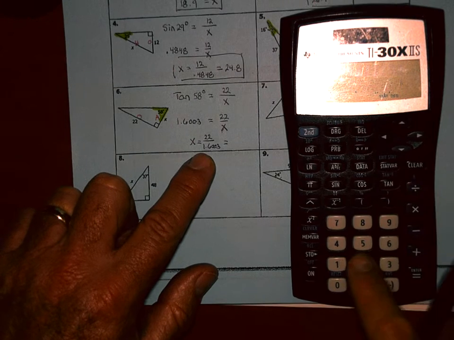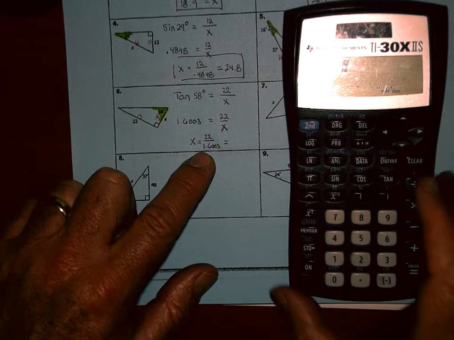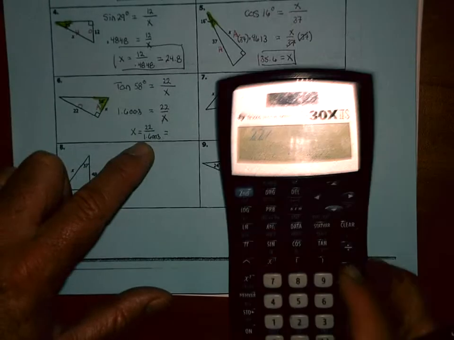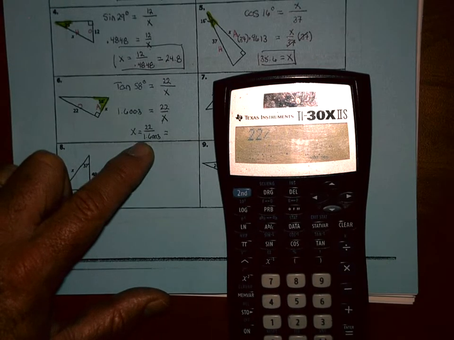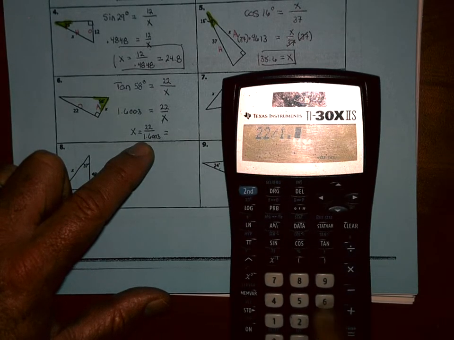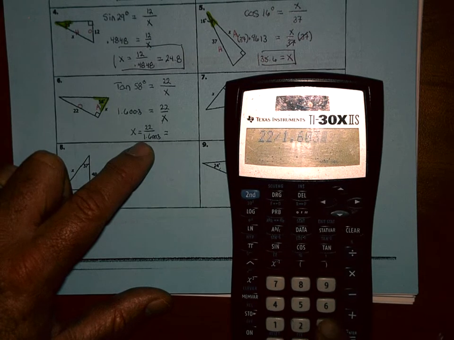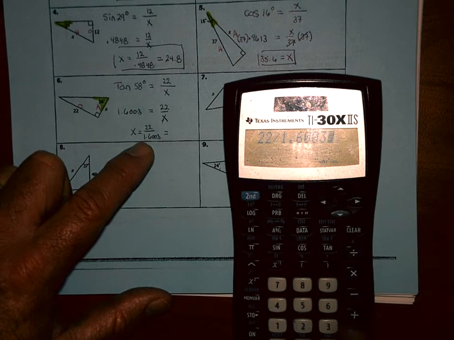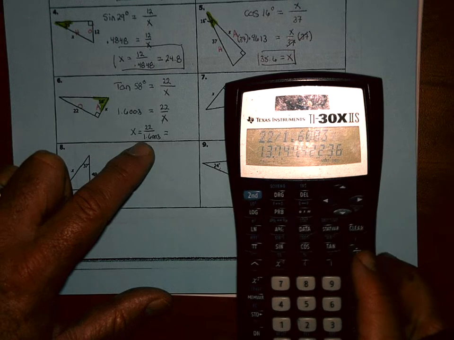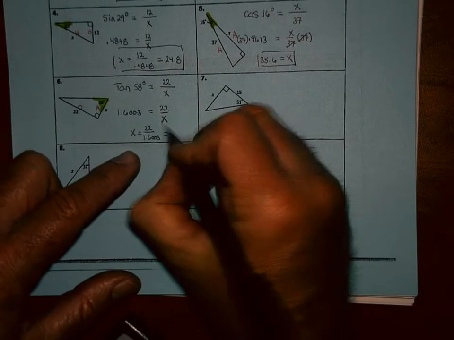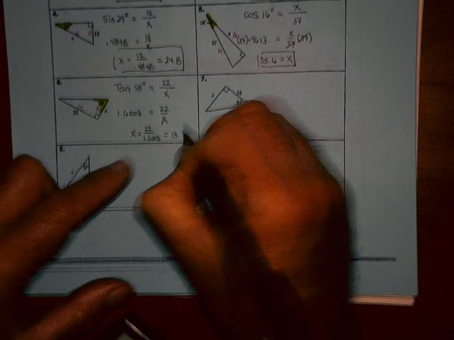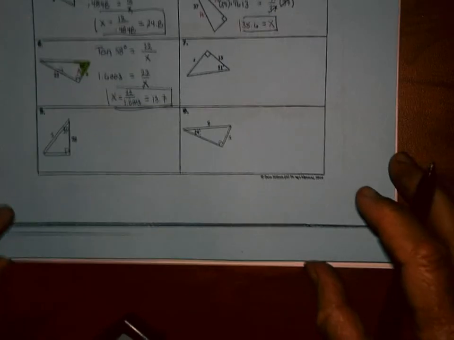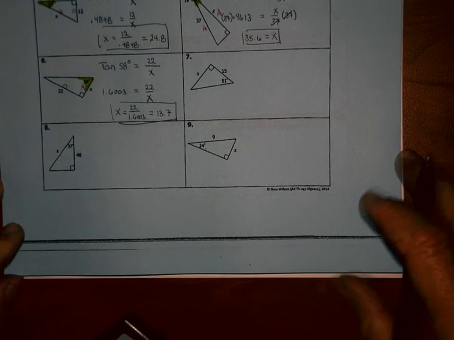So 22 divided by, and you can't see that at all because of the glare from my light. So divided by 1.6003, my mistake, we get 13.74, and that just rounds to 13.7. So there's number 6. All right, moving on, same idea. We're just going to keep doing these until we run out of time. Got about 3 minutes left.